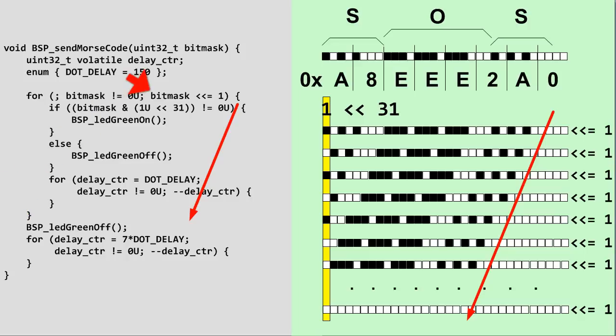After processing, the bit mask is shifted to the left by 1 bit, and the cycle repeats until the bit mask becomes 0, which means that there are no more letters in the message. Finally, after sending all the letters, the function turns the green LED off and generates the 7-dot pause required after the Morse code word.